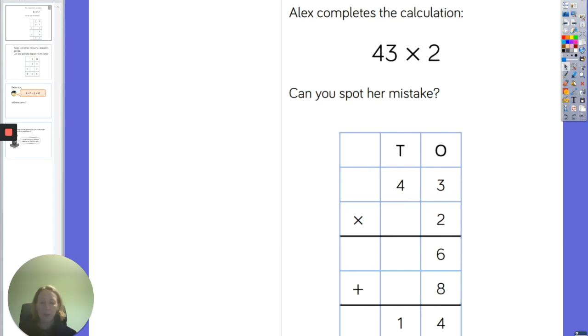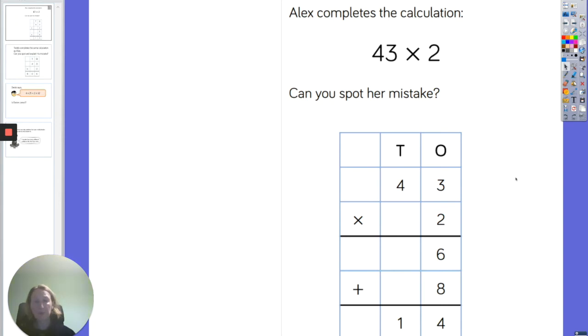Probably at this point it might be worth getting a piece of paper and a pencil, so if you want to make any workings out or write anything down, you can, and maybe pause me when you need to, okay? So on the board, what you can see is a calculation, and Alex has completed this calculation, and it is 43 times 2. And the question I put to you this morning is, can you spot her mistake?